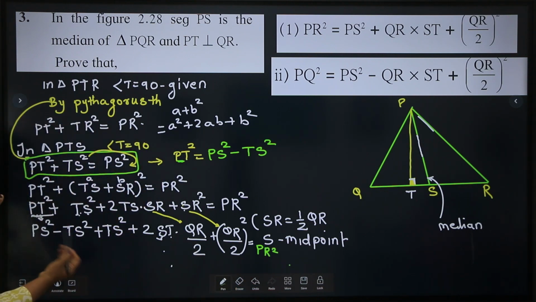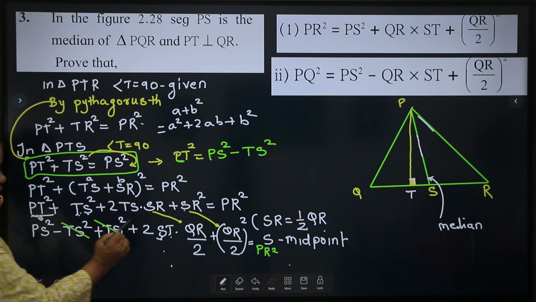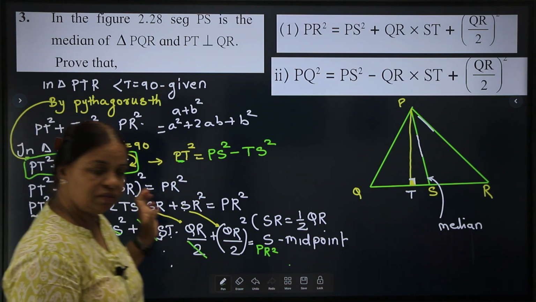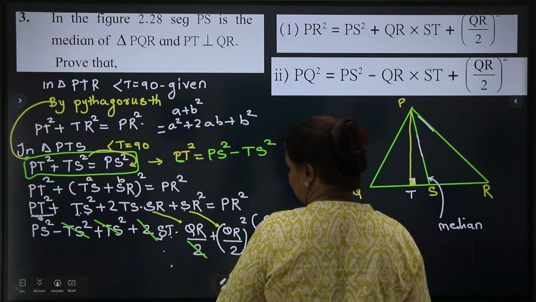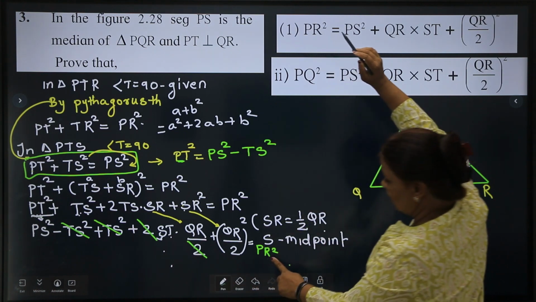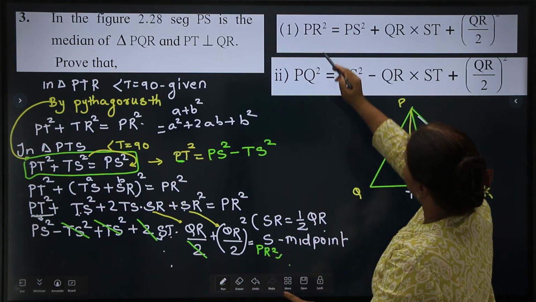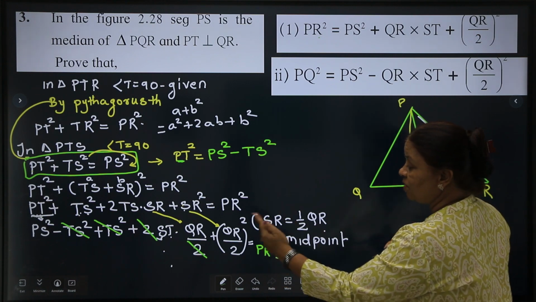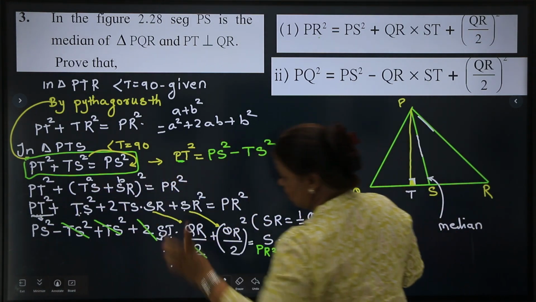Now let's see what I can cancel here. Minus TS square plus TS square, I can easily cancel. 2 and 2, I can easily cancel. Clear? Now what is left with us? What is left is PR square. Yes, we got PR square, which is equal to PS square. So where is PS square? Yes, PS square we got.